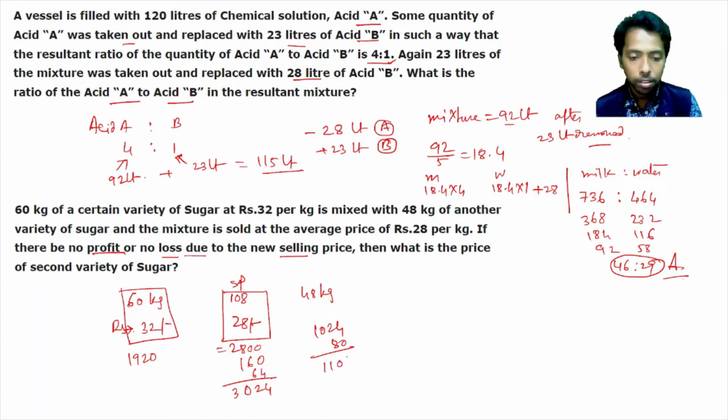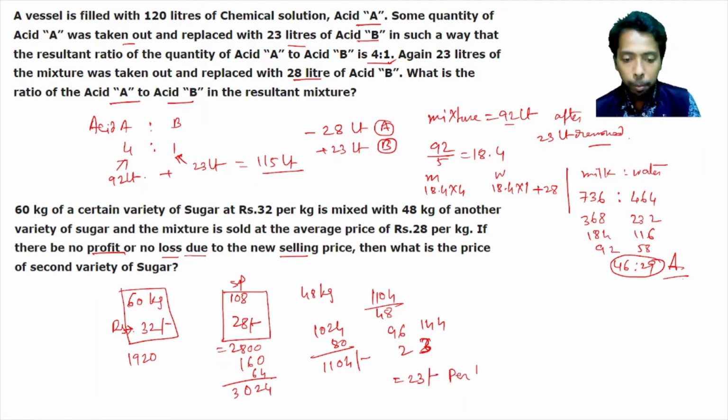That means 1104 is the total cost price of 48 kg sugar. Now the per kg price should be found from here. 1104 divided by 48 gives 23. So our answer is 23 rupees per kg, right?